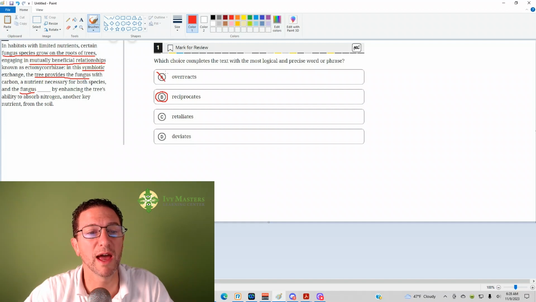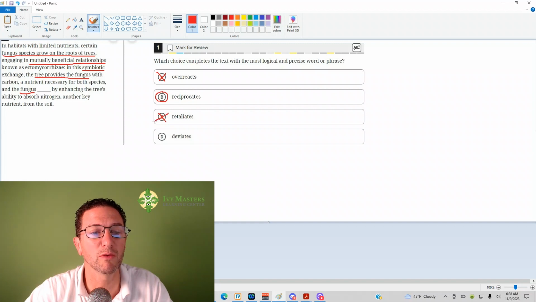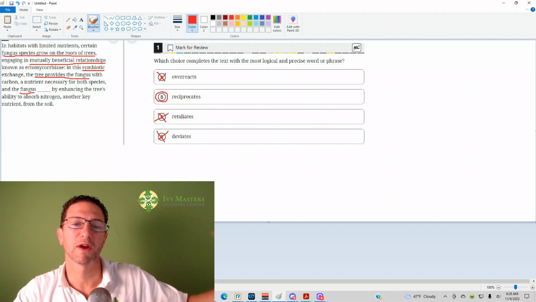It doesn't overreact, meaning maybe it gives too much back and hurts it. It doesn't retaliate. They're not taking revenge on each other. And it doesn't deviate, break from the norm.